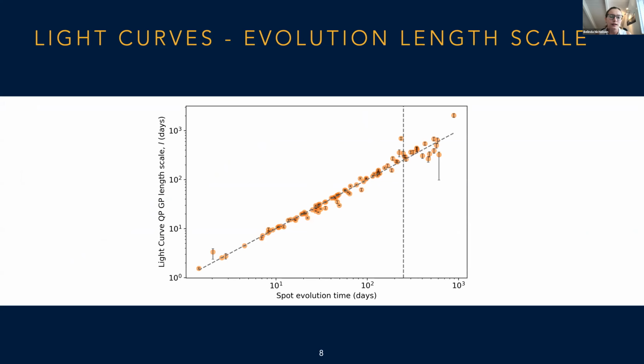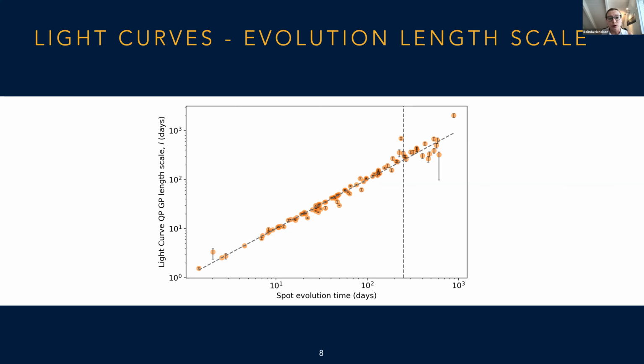For the spot evolution time, we see that it correlates very well with the QP-GP length scale. This is the parameter that defines that squared exponential term at the end. And interestingly, in the way that we have defined our spot evolution and behavior in our stellar model and the way that we've defined our length scale in the GP, they correspond one-to-one with each other.